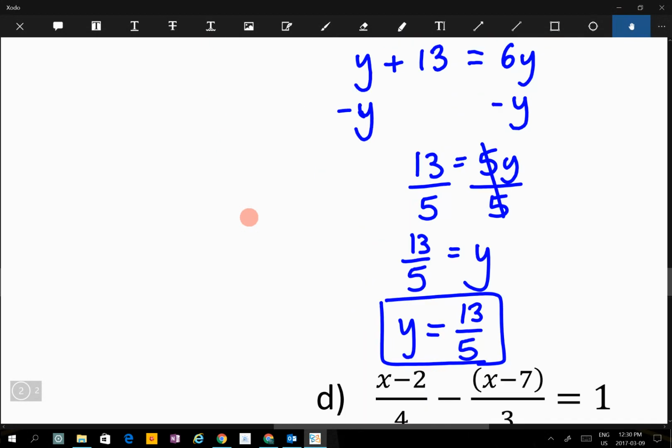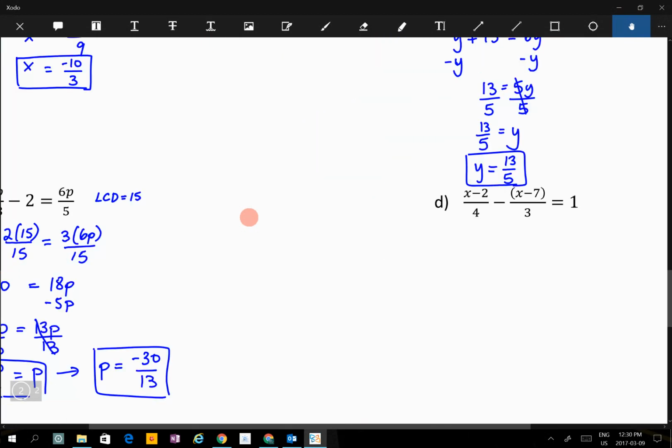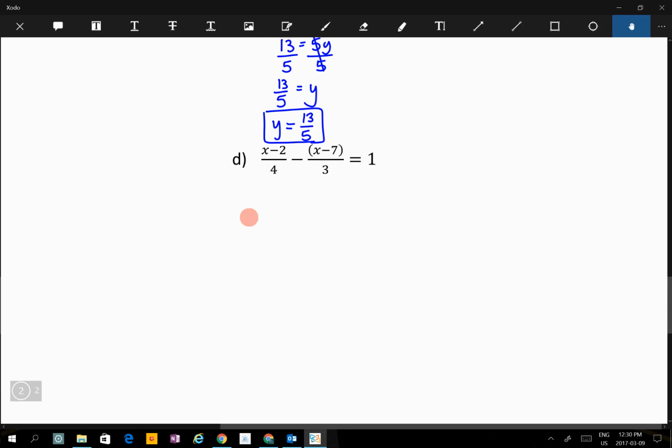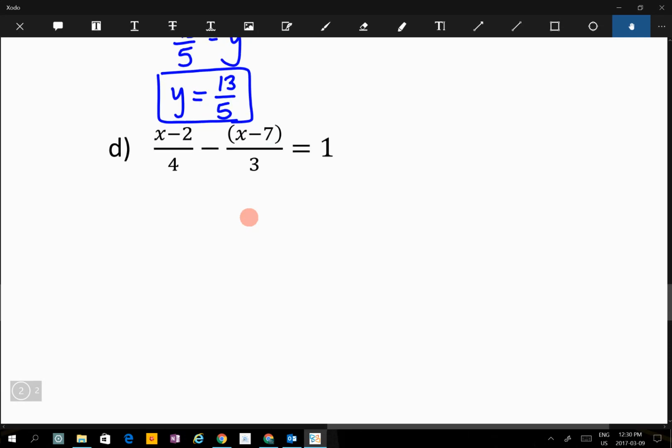Moving on to part D. So here's another equation with two fraction terms in it. There should be a bracket around the x minus 2. So let's put a bracket around the x minus 2. And I'm going to find a common denominator. So it looks like 4 and 3 will make a common denominator of 12. So LCD equals 12.